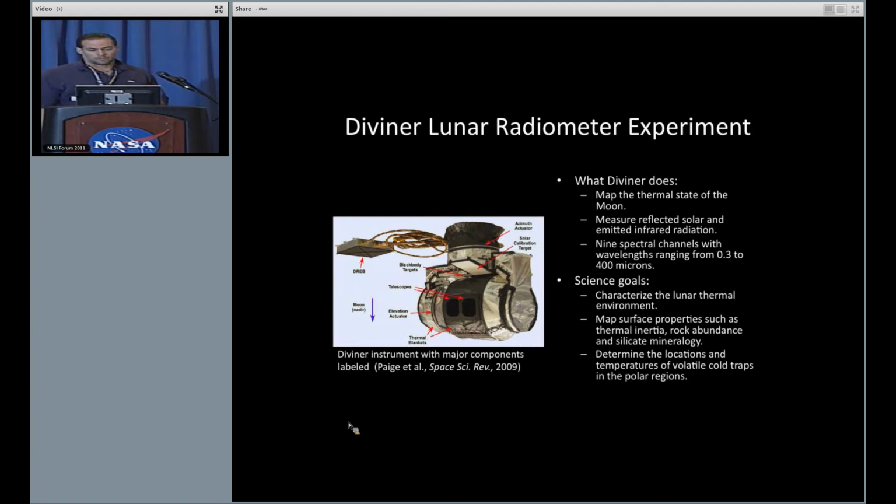So just a quick overview. Diviner is mapping the thermal state of the Moon, measuring both reflected solar and emitted infrared in nine spectral channels. And so the main goals are to characterize the thermal environment of the Moon, look at surface properties such as thermal inertia, rock abundance, silicate mineralogy, and then also look at locations where volatiles might be cold trapped and be stable. So this gives us the opportunity to really look at the surface energy balance of the Moon, and try to understand how the regolith stores and exchanges heat.